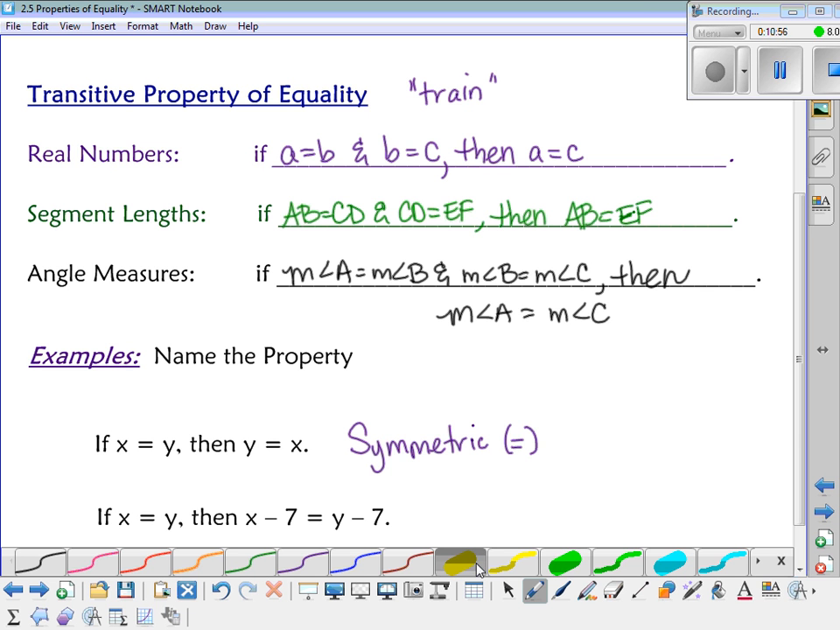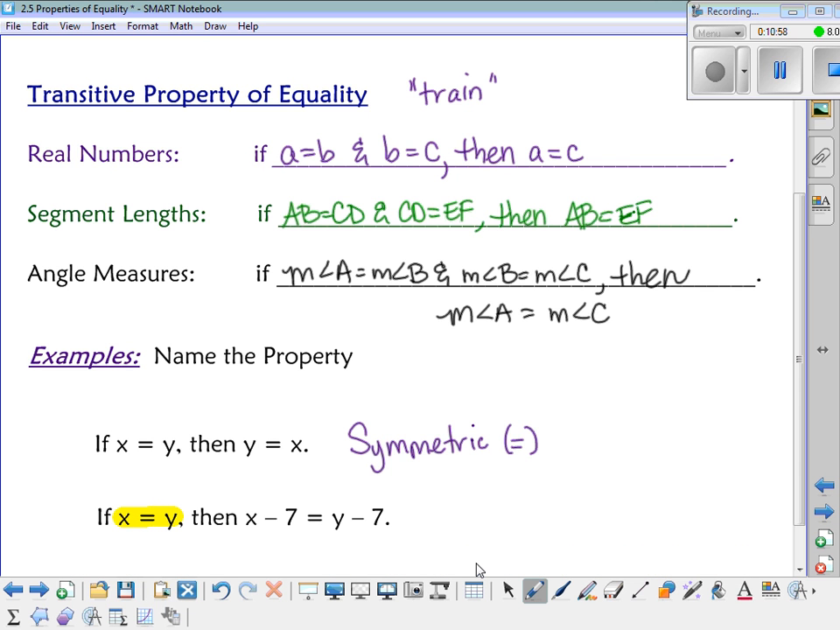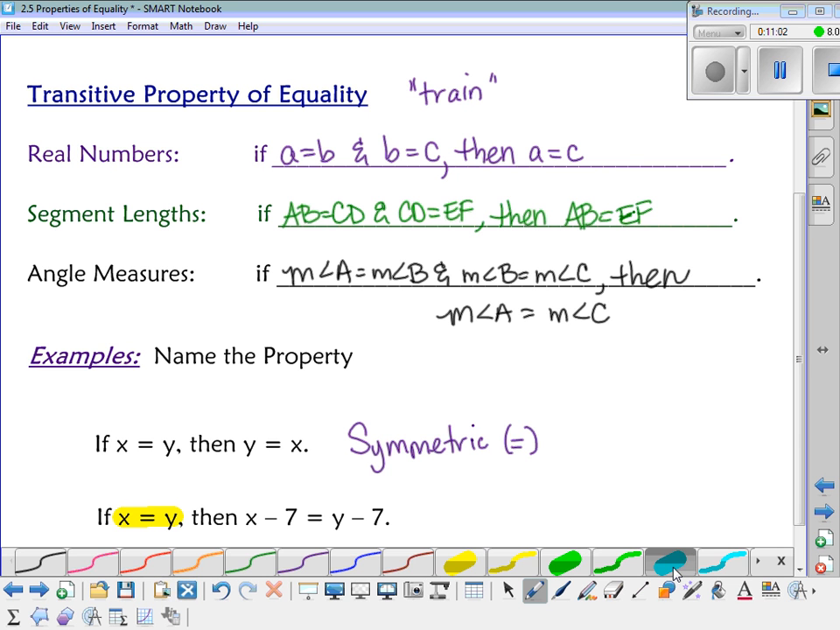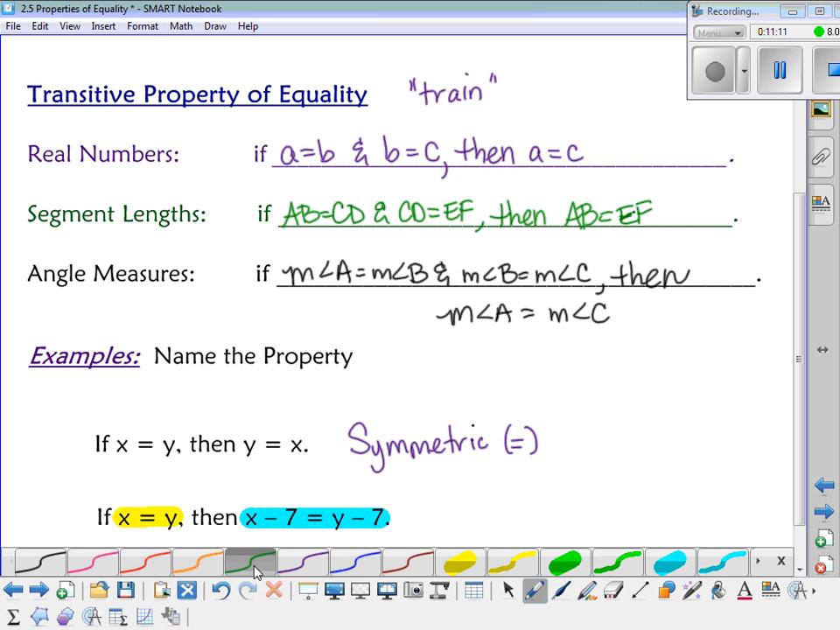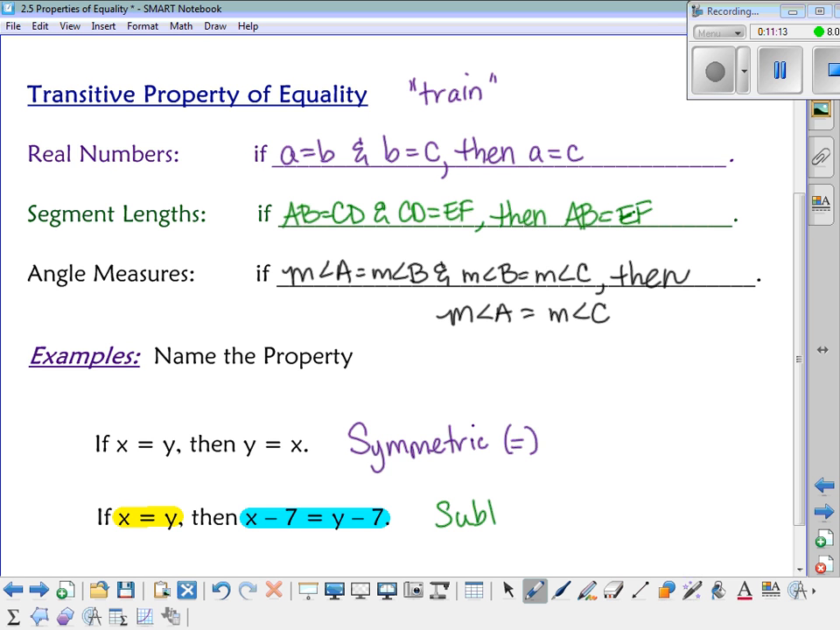All right, so if you look at it, here's what I started with: if x equals y, and then when we came to the then, now I have x minus 7 equals y minus 7. So what changed? They subtracted 7 from both sides. So that would have to be the subtraction property of equality.